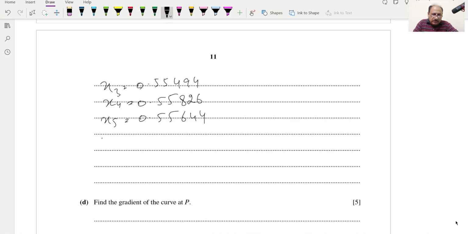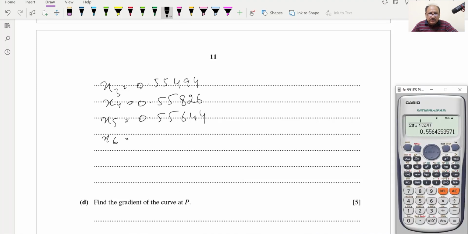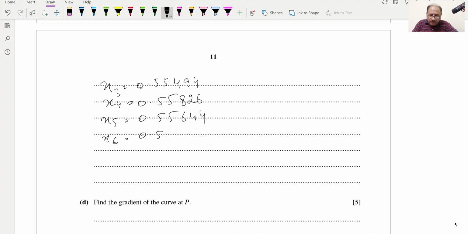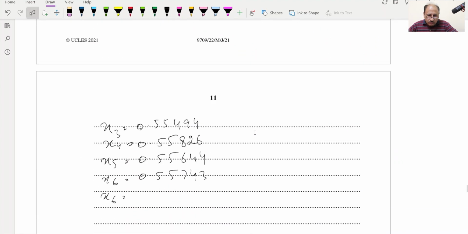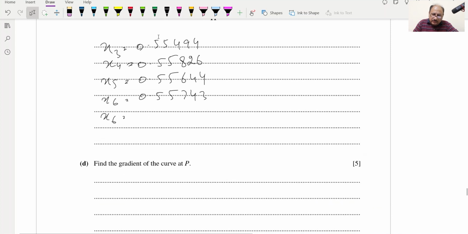Next is x6, we can write as calculate for answer, and this will be equal to 0.55743. Next value we can go for x6 is equal to... we have to provide the answer correct to 3 significant figures. So we'll be checking for 3 significant figures, and still we are having variation in this position, so we'll confirm this one.